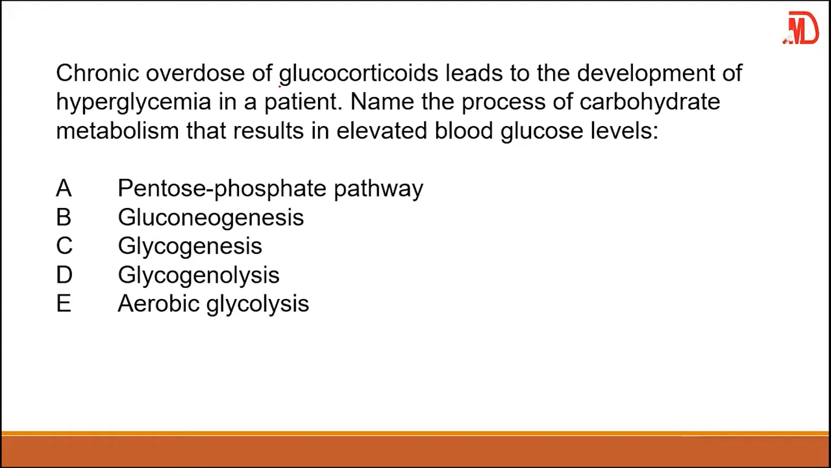Chronic overdose of glucocorticoids leads to the development of hyperglycemia in a patient. Glucocorticoids are prednisolones. What do they do? They stimulate gluconeogenesis. Glucocorticoids stimulate gluconeogenesis. That is the synthesis of glucose from non-carbohydrate substances.